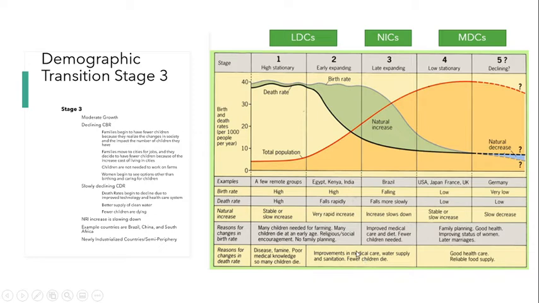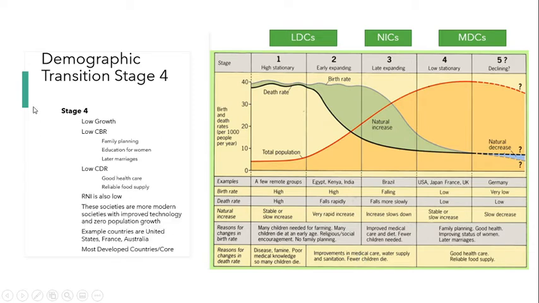We're going to move on to stage 4. Stage 4 demographic transition model. We have low growth. This is where we would be: the United States, Japan, France, the United Kingdom. So we start to see a low growth. We don't really see too many more people being added to our population.